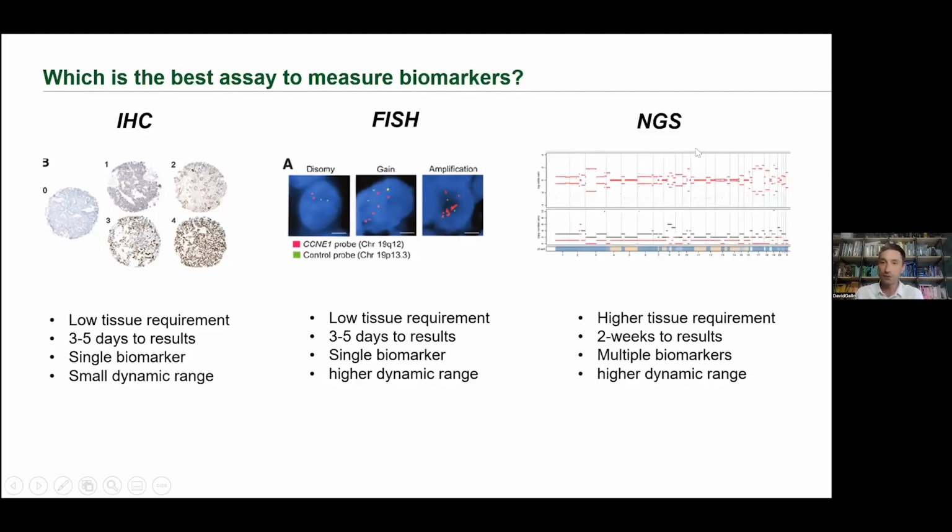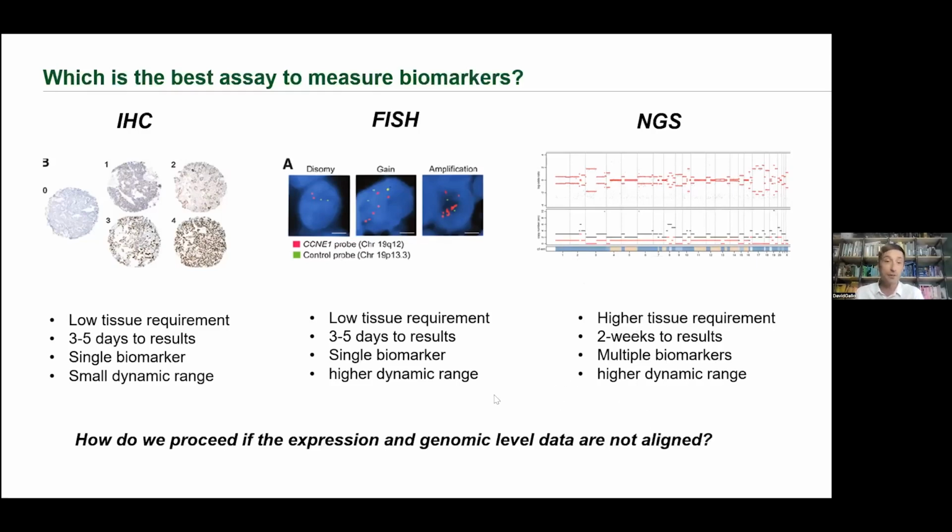So really what the field's kind of moved towards is an NGS, so sequencing techniques. So this is looking at the genomic level for amplification or deletion of genes. However, it takes a higher tissue requirement, a longer time to get the results. However, we do get the whole genome in this case. So we can test multiple biomarkers for amplification or deep deletion if you're looking for BRCA, for instance, and we have a really high dynamic range here.